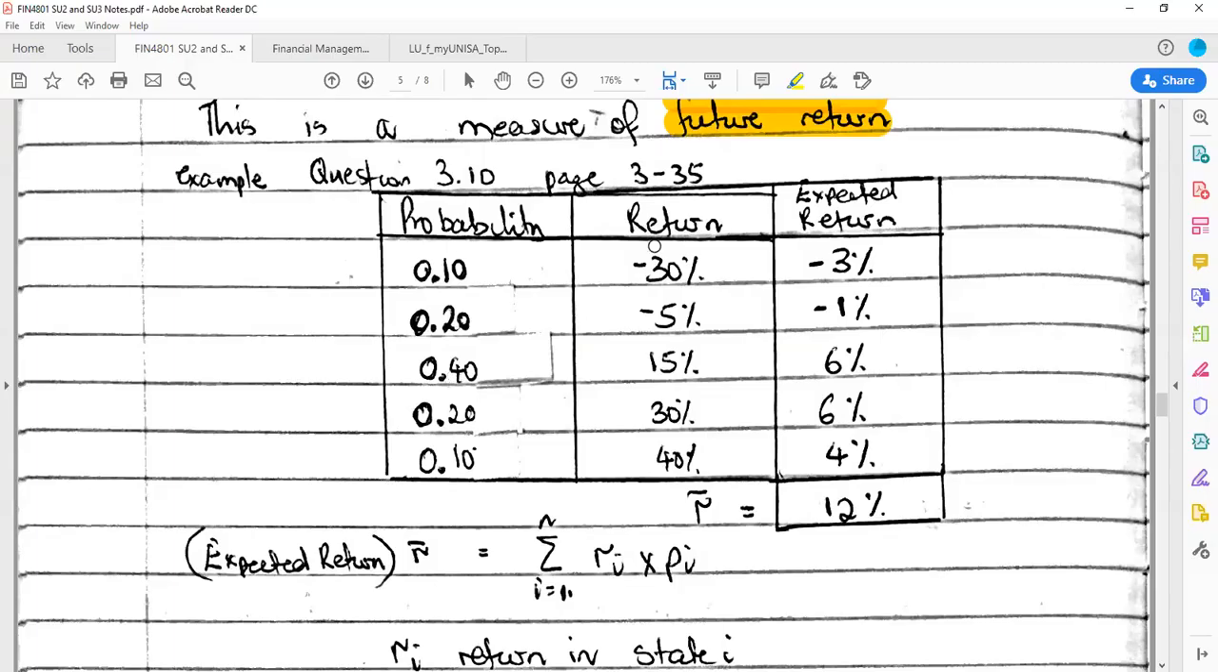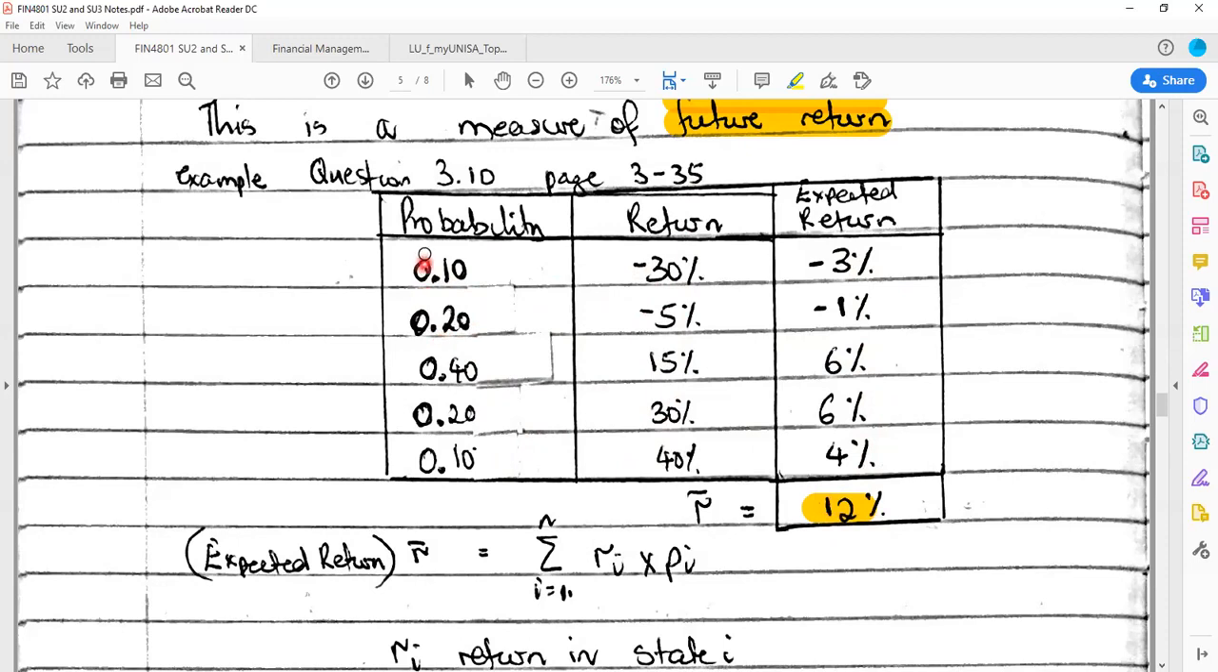And at the same point, you leave your returns as percentages. You leave your returns as percentages. And then you multiply each probability with its return. Each probability multiplied by its return, and you get these expected returns. And then you can add them up to get your final answer, which is 12%.